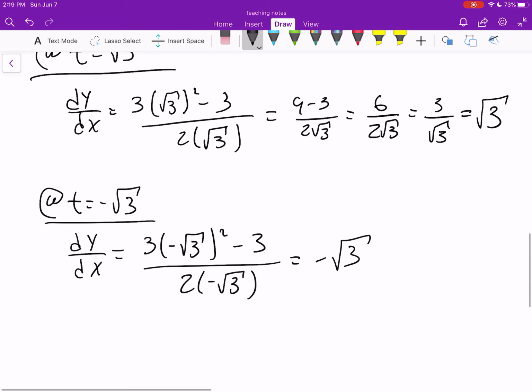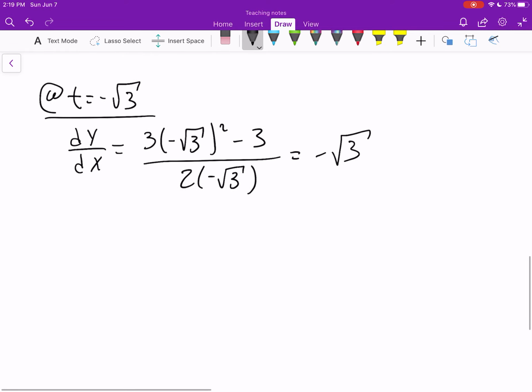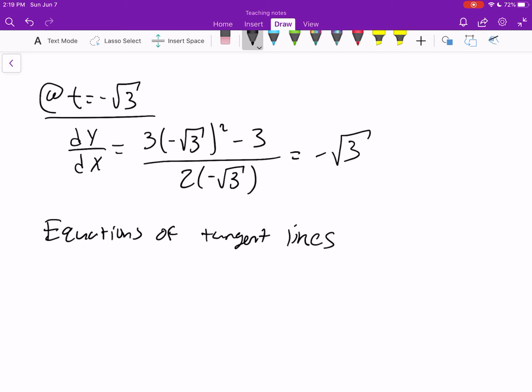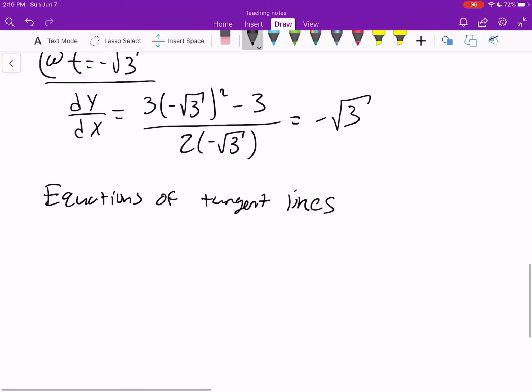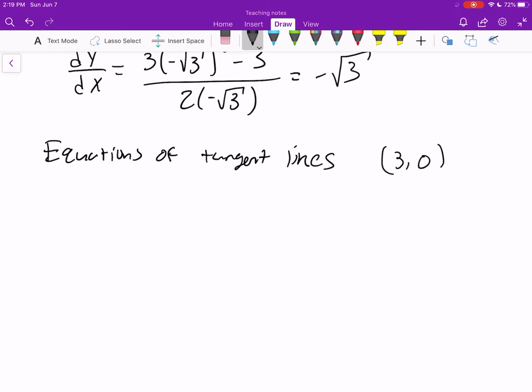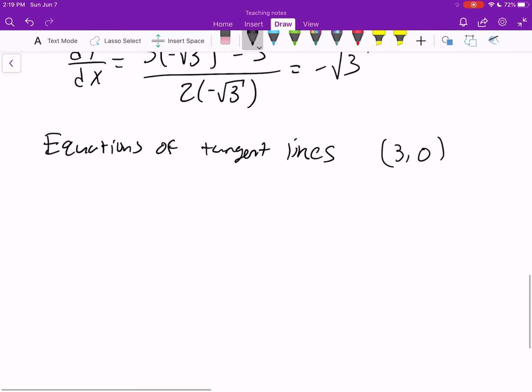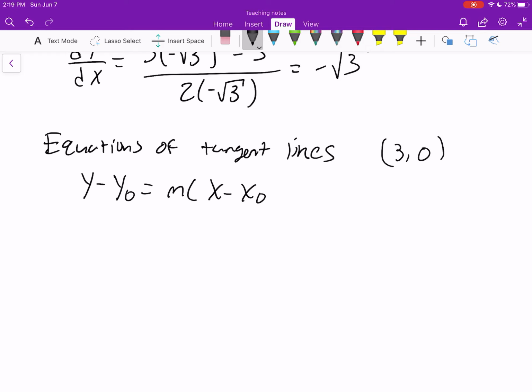And now I can write down the equations of my lines. So we have slopes and we have a point, so we're going to use point slope form. I have the point 3, 0. They both go through 3. This is for both of these slopes, so the point is 3, 0. So I'm going to use the equation y minus y0 is equal to m times x minus x0.